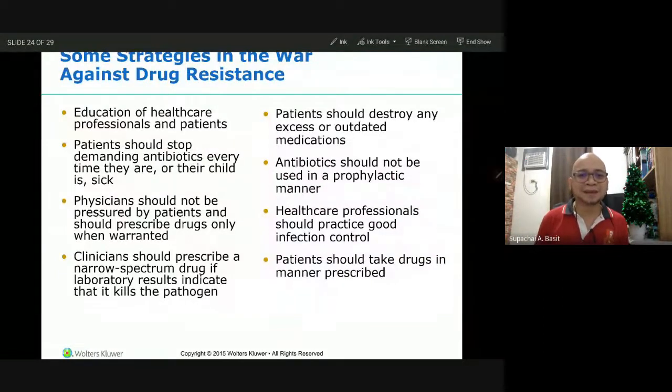Okay? Antibiotics should not be used in a prophylactic manner. So you cannot anticipate that tomorrow I will have an infection, so now I will drink antibiotics. No, you cannot do that. Okay? Healthcare professionals should practice good infection control, and patients should take drugs in the manner prescribed only by the physician. So that's the reason why nowadays, that's a good thing, no? When you go to a drugstore, they will not just give you antibiotics unless you have a prescription.